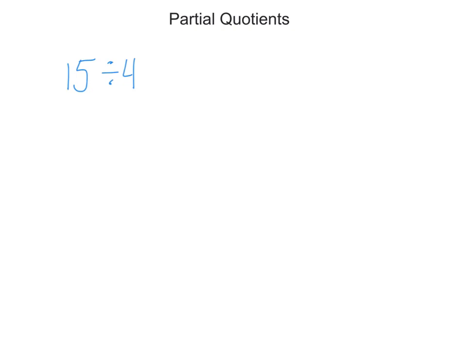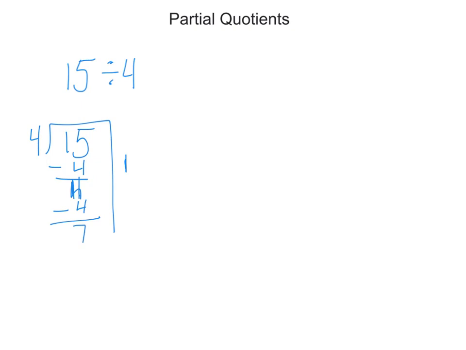So for 15 divided by 4, I could do 15 and repeatedly subtract 4 each time to find my answer and keep track of how many times I do that on the side over here. So I'm left with 11. I can subtract another 4. I have 7. Subtract another 4. I have 3. And when this number is less than our divisor, that's when we know that it's a remainder.